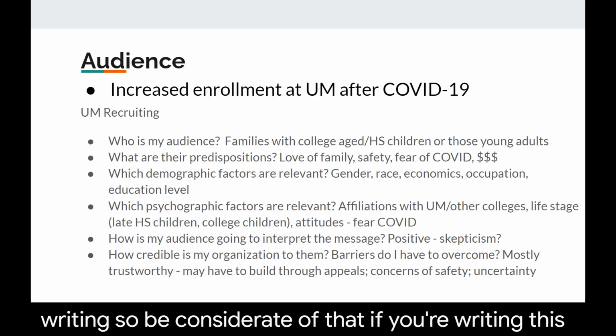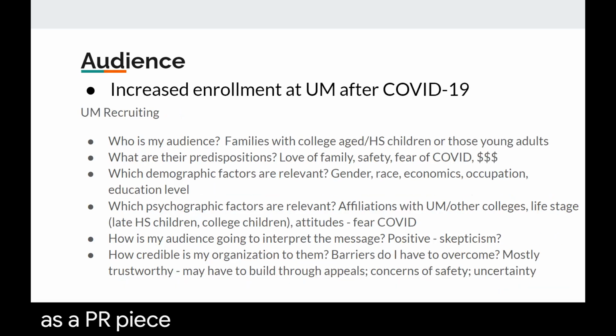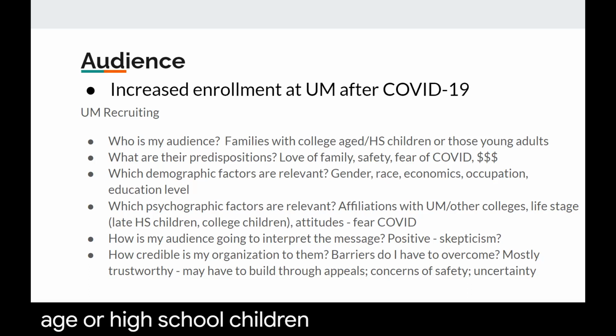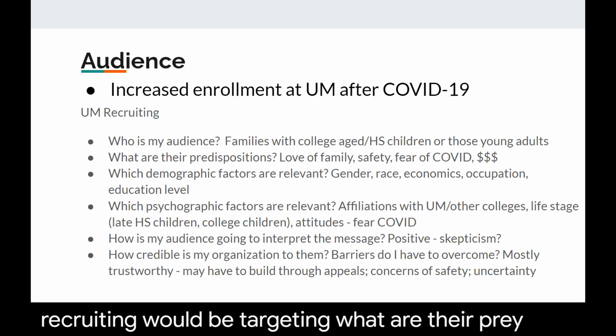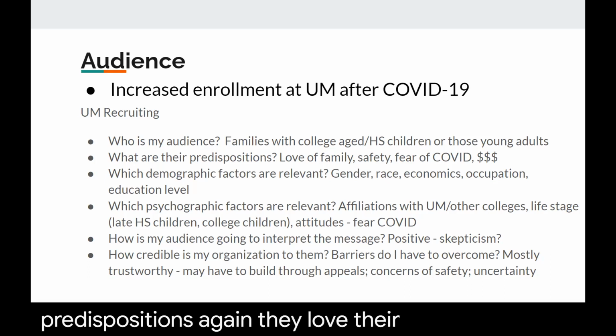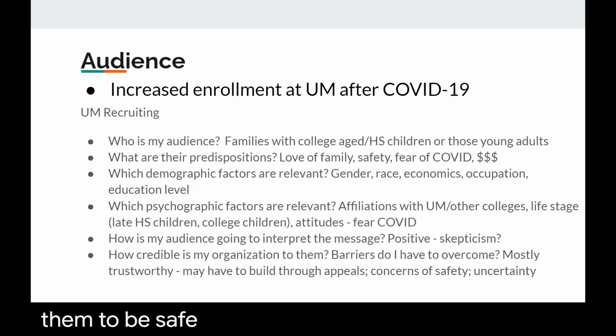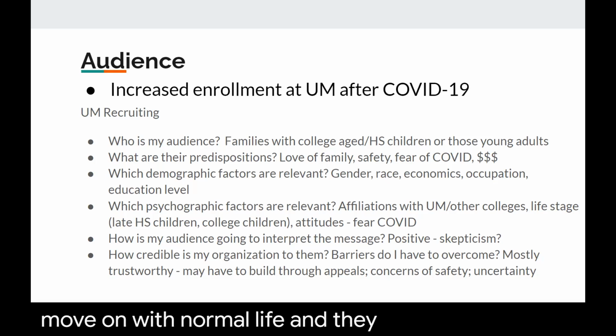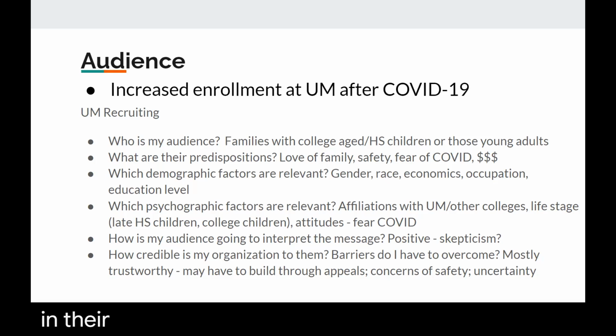If you're writing this as a PR piece, you're going to want to target an audience who are families with college age or high school children, or the young adults who are making those decisions. That's primarily who recruiting would be targeting. What are their predispositions? Again, they love their family. They want them to be safe. They have a fear of COVID, but want to move on with normal life. And they want to have value in their university.